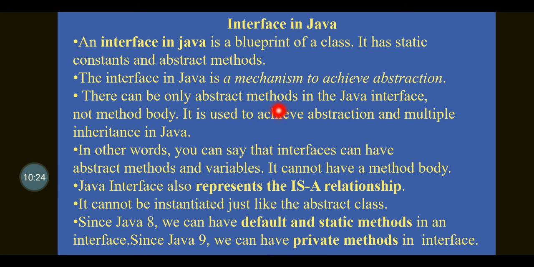So the interface can contain only abstract methods, which means that it does not contain any method definition. In order to achieve 100% abstraction, and also to support the concept of multiple inheritance: we have already discussed that multiple inheritance through classes is not supported in Java, but with the help of interfaces it is possible to implement multiple inheritance in Java.